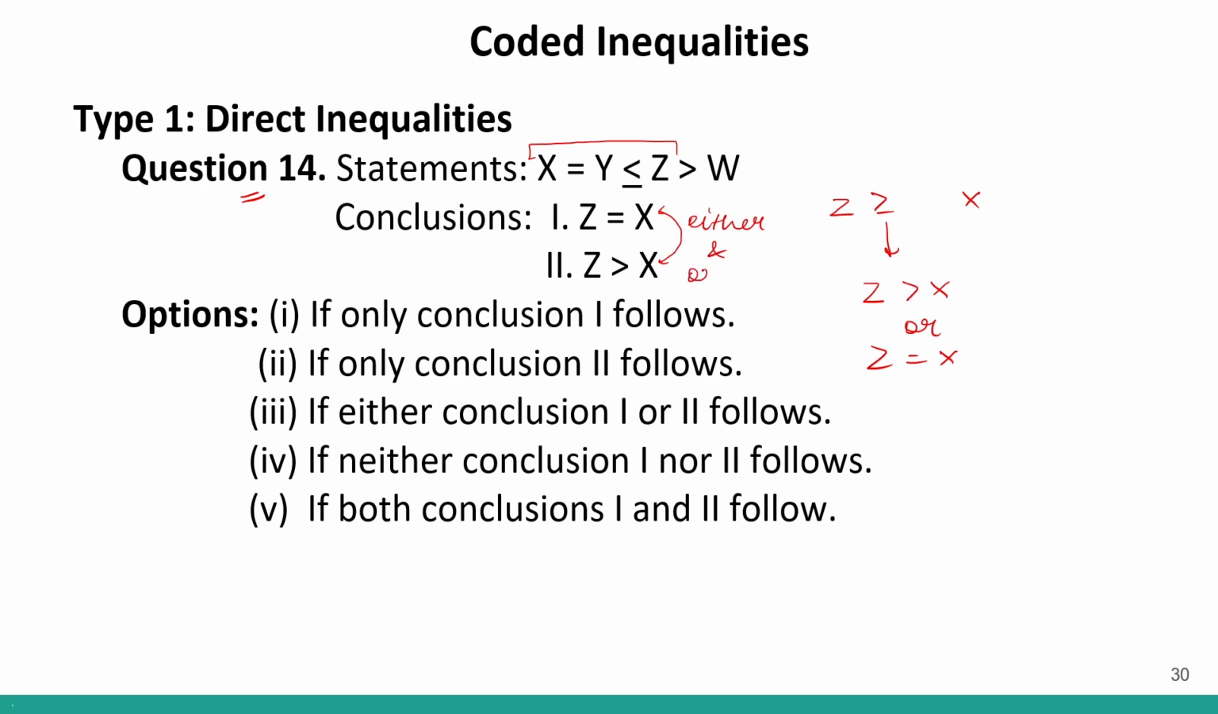Correct? I can say that Z is either greater than or equal to X. Correct? So we have either or. That means our answer will be either conclusion 1 is true or conclusion 2 follows. So answer will be option number 3. Am I clear?